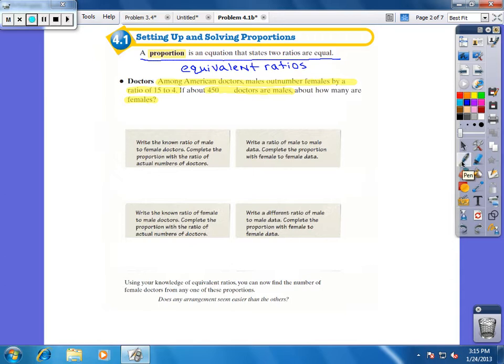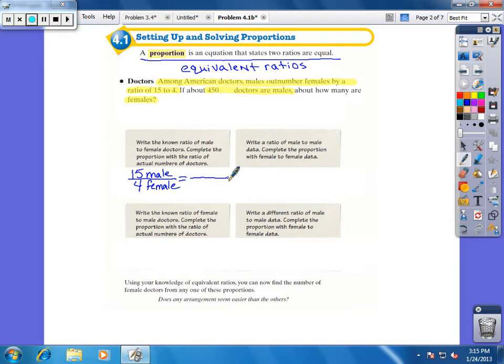One of the ways we can set this up is to write the known ratio of male to female doctors. So we're going to simply start with 15 male doctors to 4 female doctors. It is very important that you write your labels, male and female, beside the numbers that they represent, so that you don't get the ratio mixed up and confused.